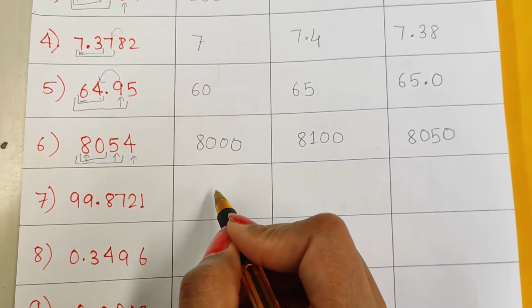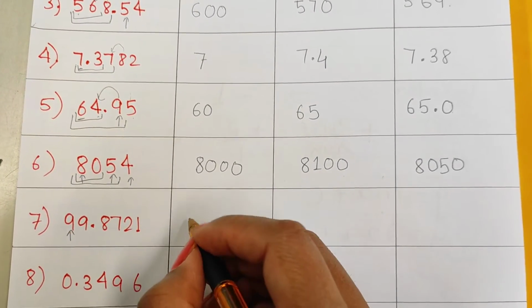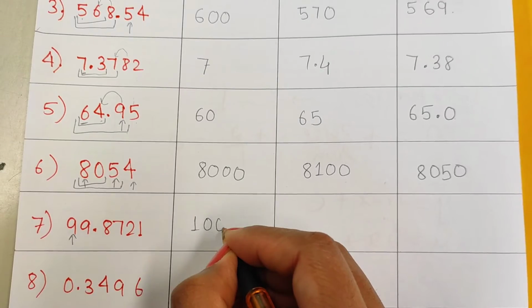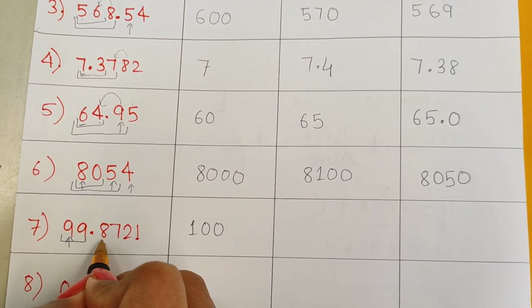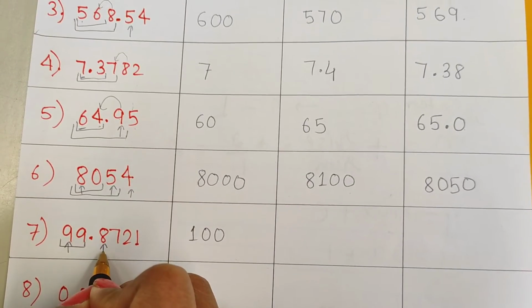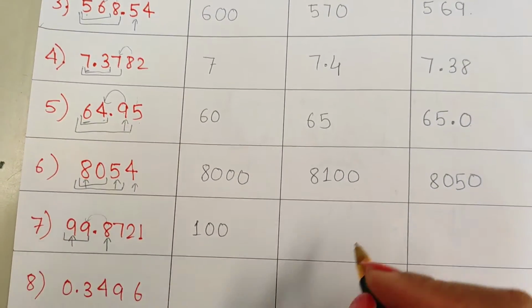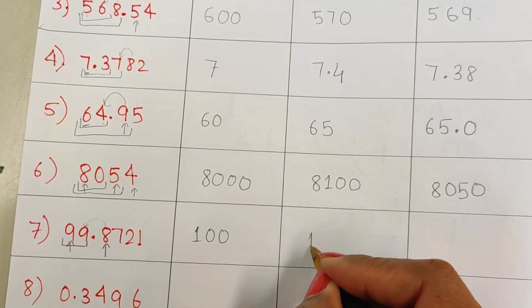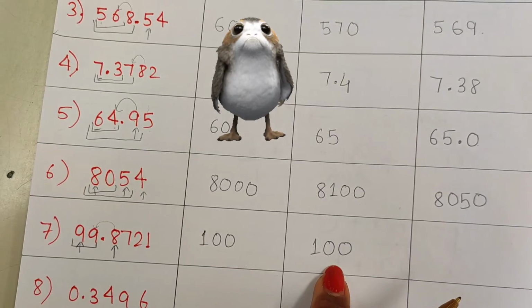Next one, round to one significant figure, that's 99. So this one becomes 100. Now two significant figures are these. Now the next number is more than 5, so you have to round this up. So that also becomes 100. So that becomes my two significant figures.